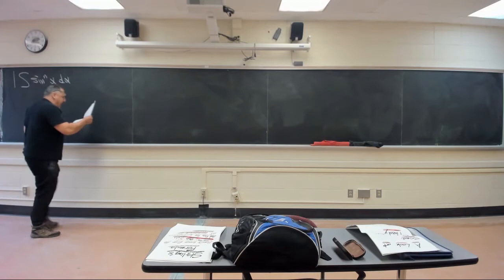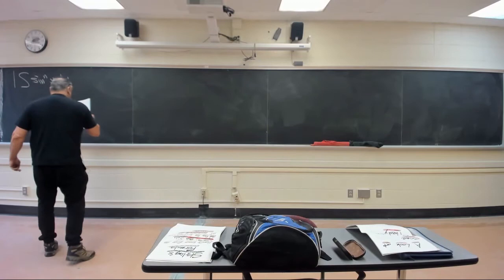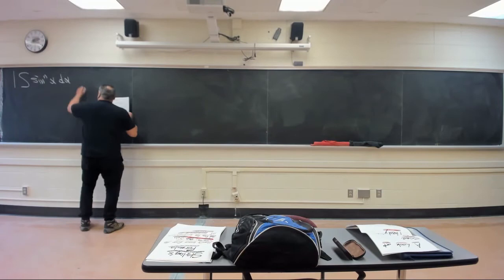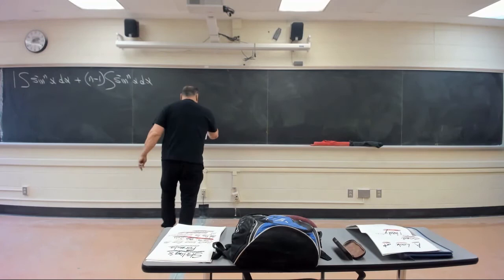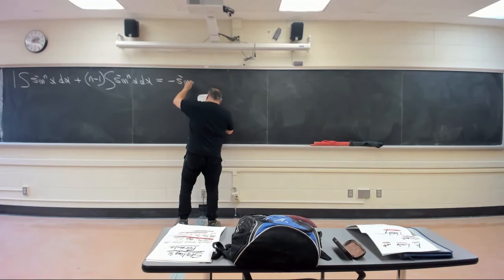I'm going to add the opposite of the negative quantity n minus one times the integral of sine to the n of x dx. I'm going to add that on each side. The opposite of negative n minus 1 times the integral of sine to the n of x dx is added to each side. You got that. That's equal to this thing. Now, we haven't kicked this thing out of here yet, but we're about to. Let's just write it out.